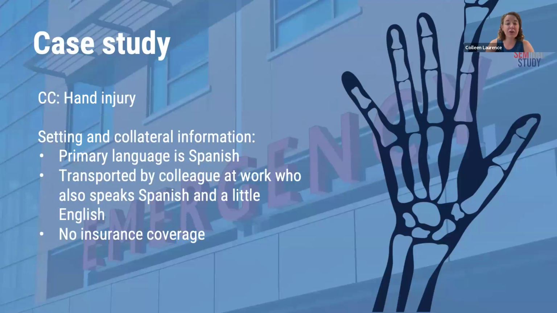Okay, at this point, we're going to move on to our case study and look at an example of how these different factors influence care for a patient we might see in the ED, both prior to their visit, during their ED course, and after discharge. So to set the scene, you're working a 7 a.m. shift at your level 2 trauma community ED. Around 7:30 a.m., a new patient is roomed with a chief complaint of hand injury.